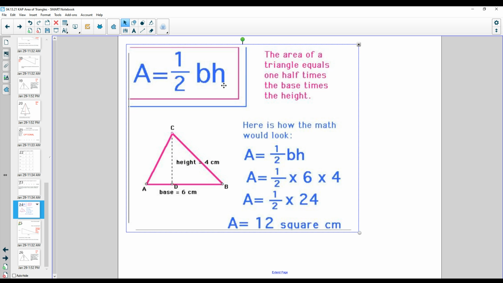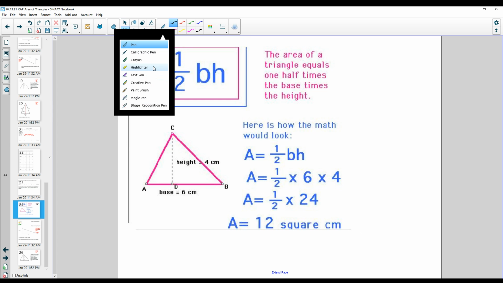So there's several ways you could do it. You can multiply the base times height, then cut the number in half. Or you could do half of the base times the height, or half of the height times the base. So here's a triangle. I like using highlighters to help me out.